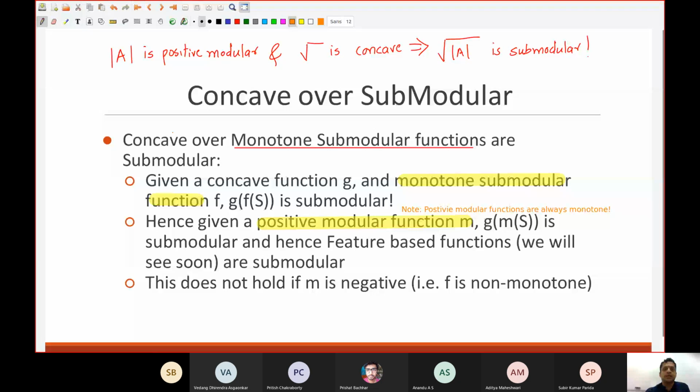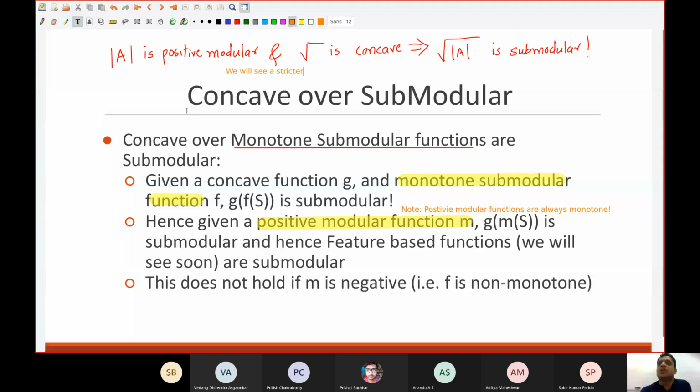Okay. In fact, we'll see a stricter result later on. Positive modular. So the question was, in the second line, should it be positive submodular? No, monotone submodular. But positive modular functions will also be monotone, and they will also be submodular, obviously.